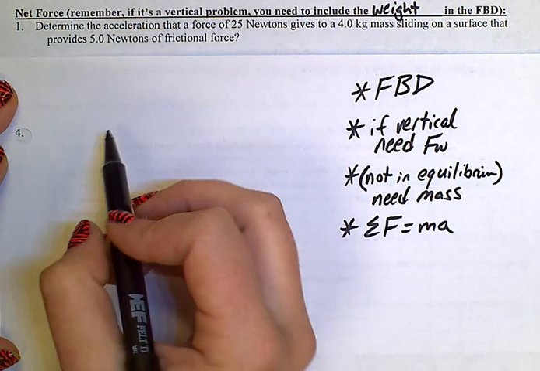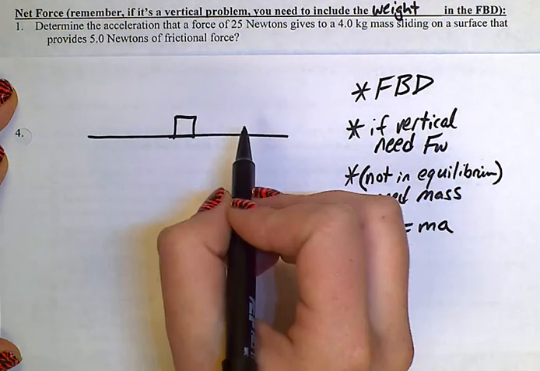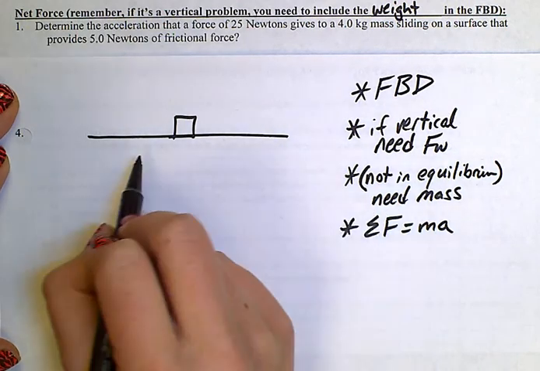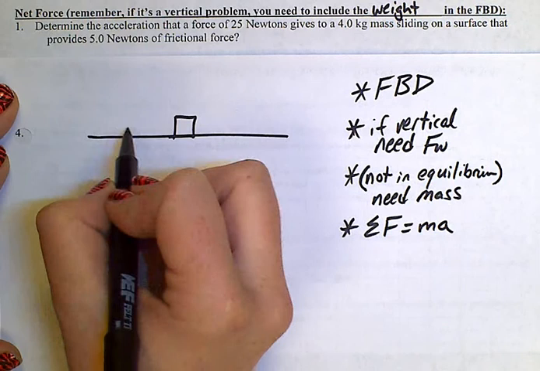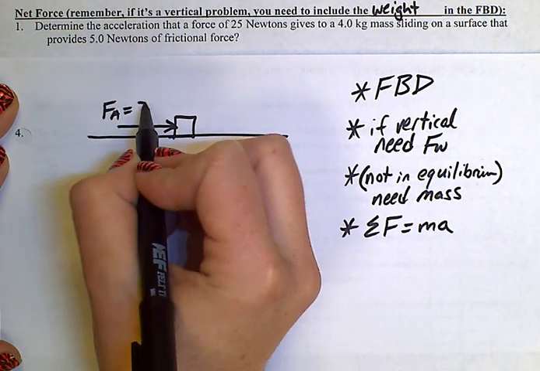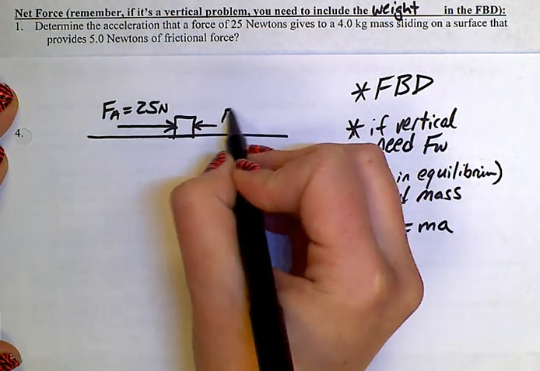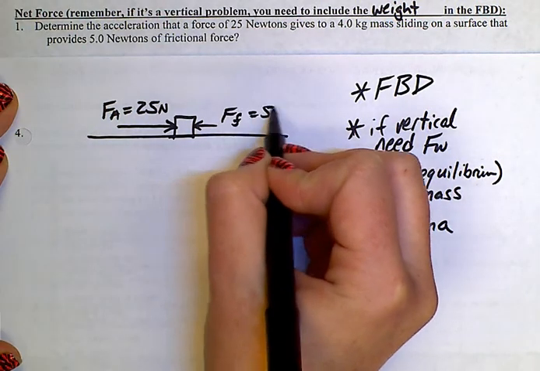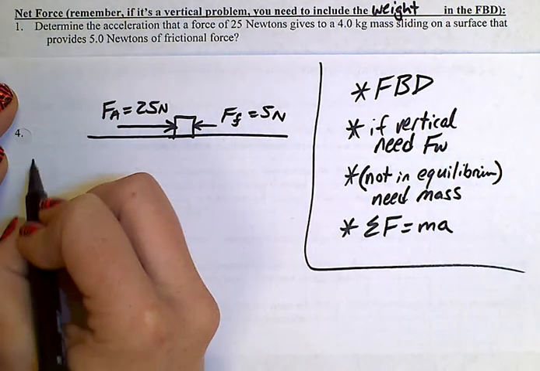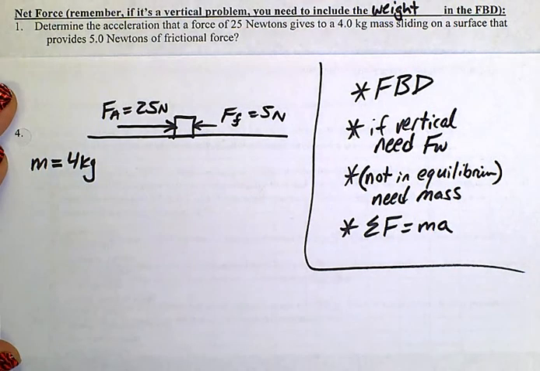This is a horizontal problem, and it's sitting on the ground, so that's why I draw the ground here. It doesn't matter the direction, I just like the motion to generally go to the right. So I have 25 Newton applied force, and then the force of friction always opposes the motion, and that's given to me as 5 newtons. I also know that the mass is 4 kilograms, and I'm trying to figure out what the acceleration is.